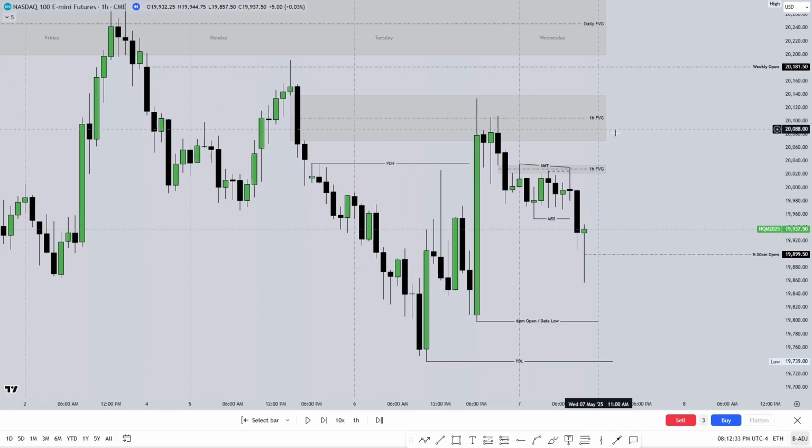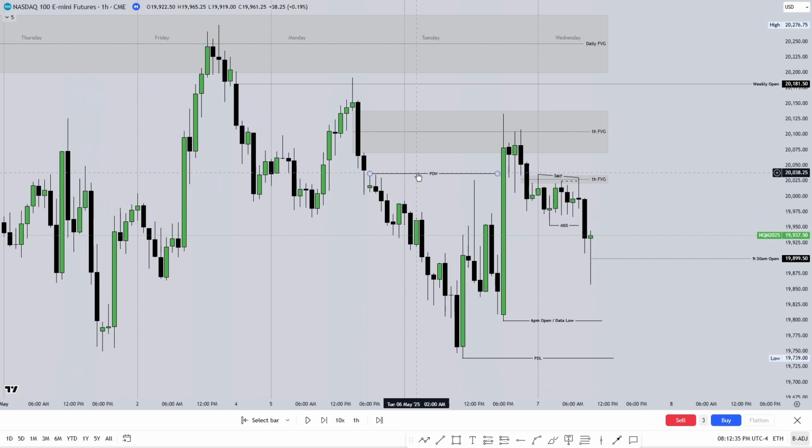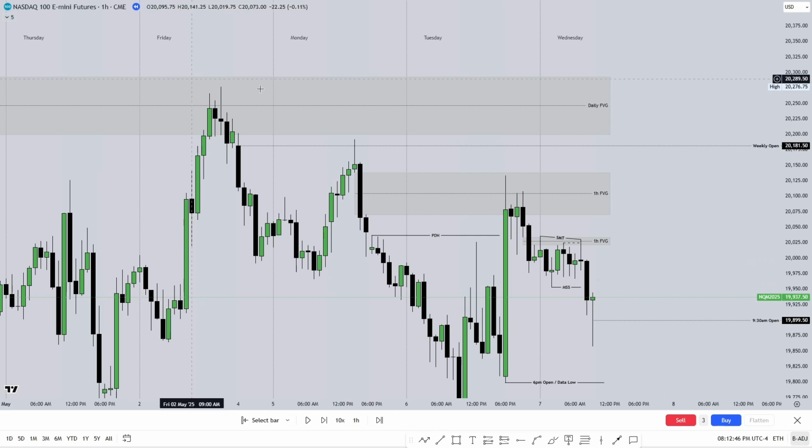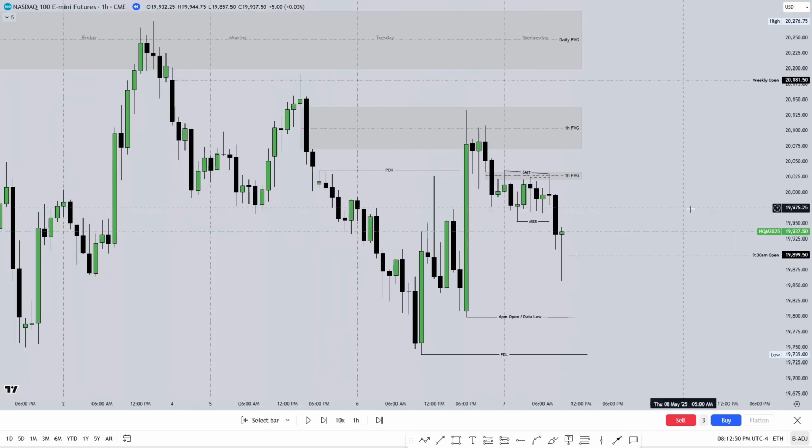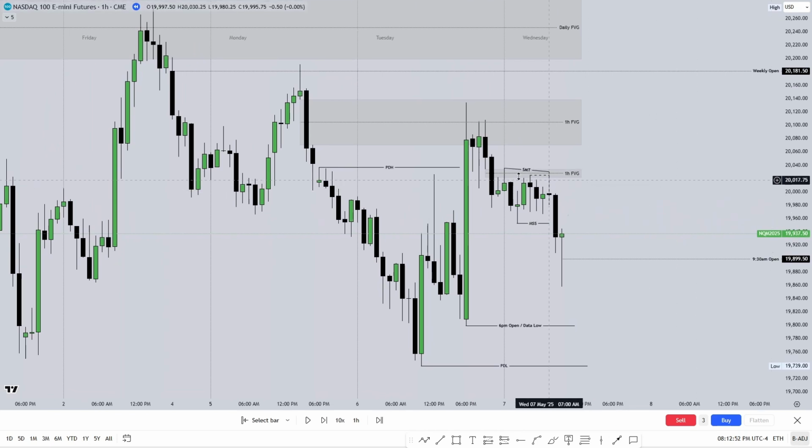So we went up, took that previous day high. What was resting above this previous day high was this hourly fair value gap right here. So I wanted to see how price was going to react to here. Was it going to blast through it and keep on going higher and then take these highs? Or were we going to respect it and start breaking down? And obviously, that's what ended up happening.